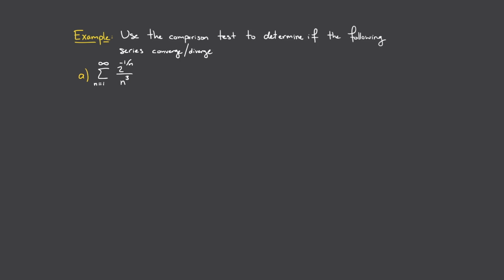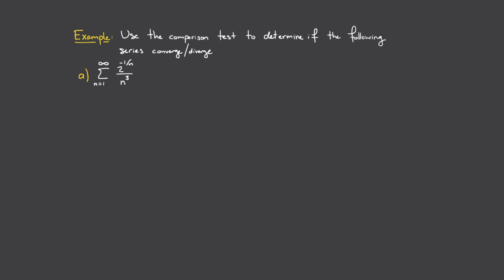Suppose we have the sum from n equals 1 to infinity of 2 to the minus 1 over n cubed. Now, we have two choices. Either we can find a larger series that converges, or we can find a smaller series that diverges. To help make this choice, we should analyze the terms of our series. We see that the numerator goes to 1 as n goes to infinity, and the bottom goes off to infinity. So, it appears that the bottom is the more significant part of the series.